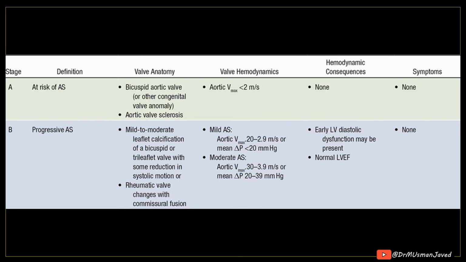Stage B is progressive AS, and this incorporates both mild and moderate aortic stenosis. The mild stenosis is defined as a Vmax of 2 to 2.9 with mean gradients of less than 20. And moderate aortic stenosis has a Vmax of 3 to 3.9 and a mean gradient of 20 to 39.